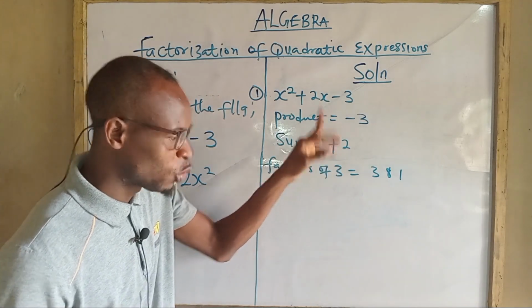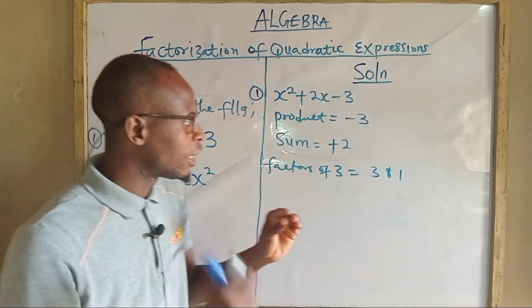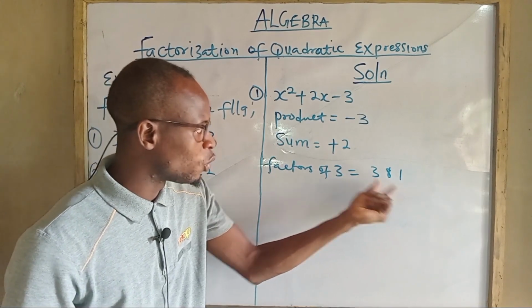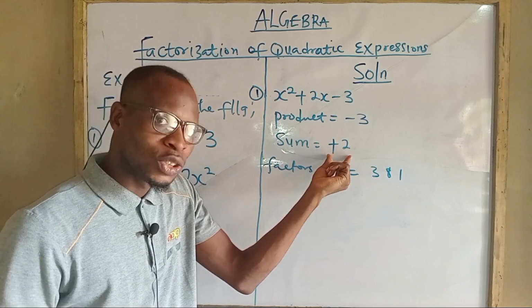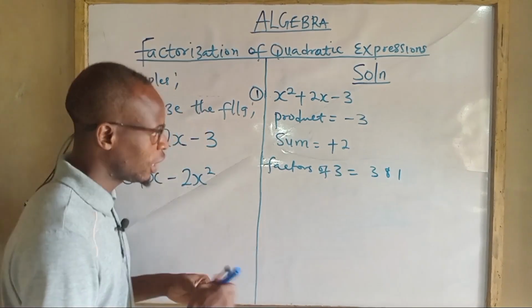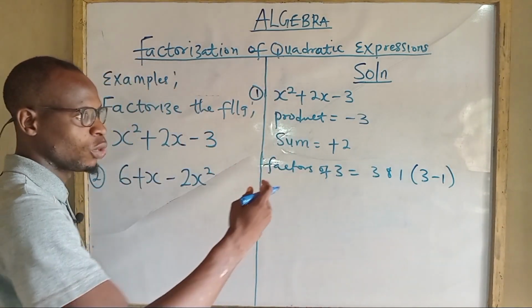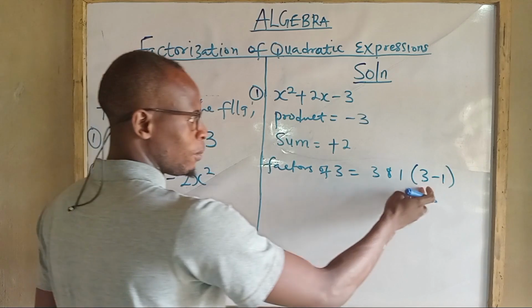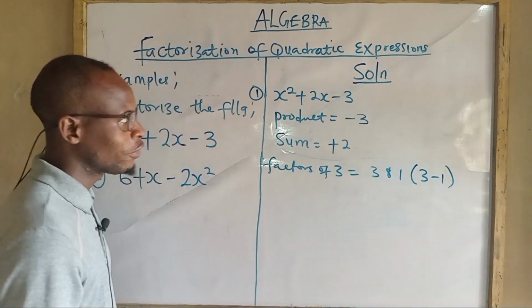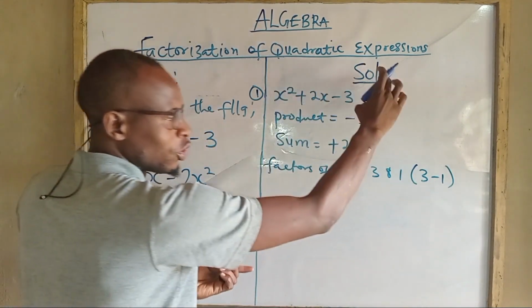Then after that, you now focus on this sum. Sum says what? Plus 2, not negative 2. That means how can you arrange this 3 and 1 to satisfy this condition of plus 2? That's simply going to be 3 minus 1. Because 3 minus 1 will give just plus 2, and 3 multiplied by 1 will also give what? Minus 3. So after that, you now go back to the expression itself.